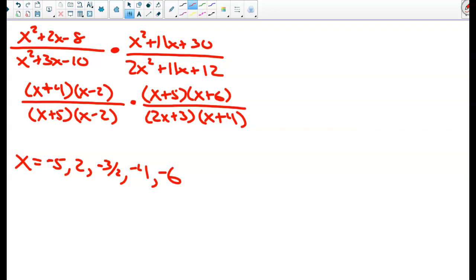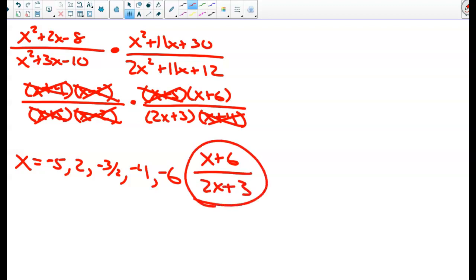Once I'm done with that, I'm simplifying as I did before. I simplify vertically. I simplify diagonally. And I'm left with x plus 6 over 2x plus 3. And there's my answer.